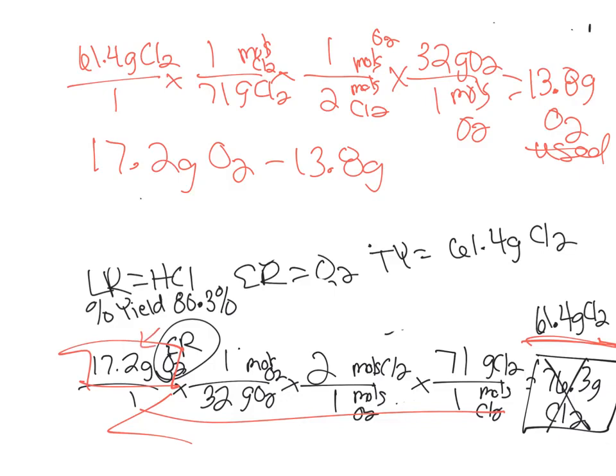You now take that 17.2, that was how much they gave you to use, minus your 13.8, and you find that you had 3.4 grams of oxygen left over.